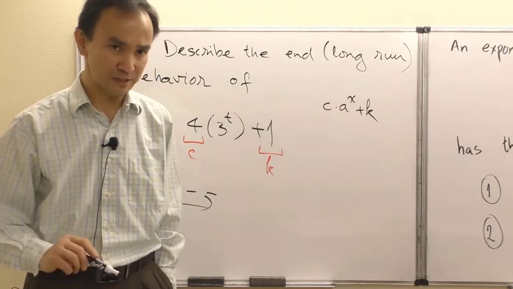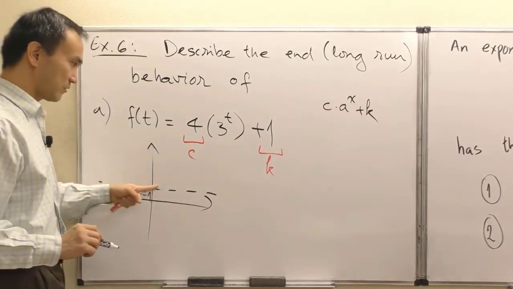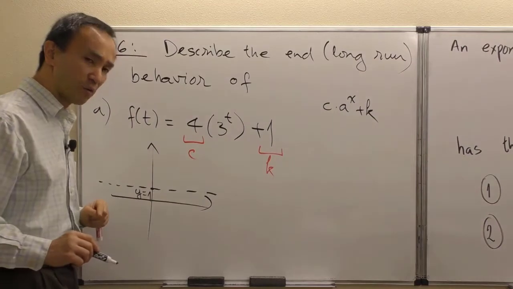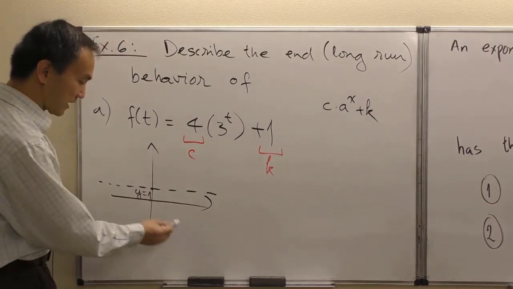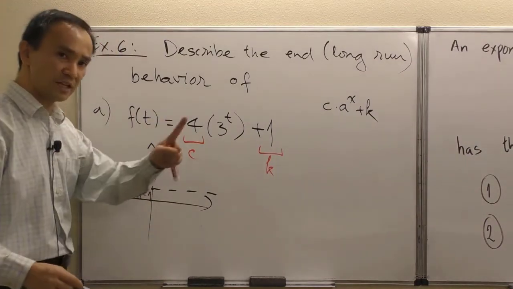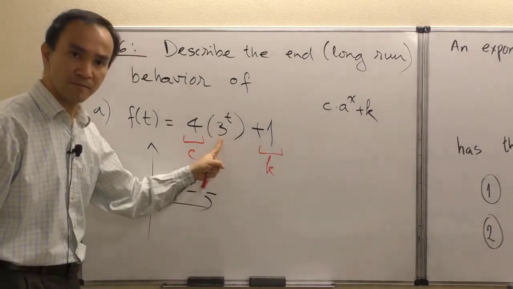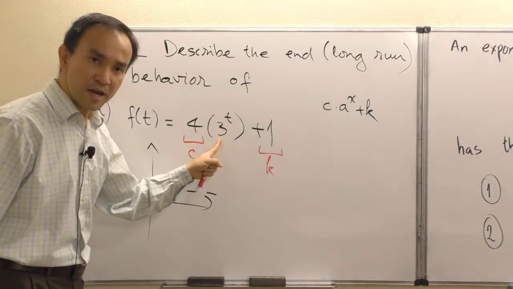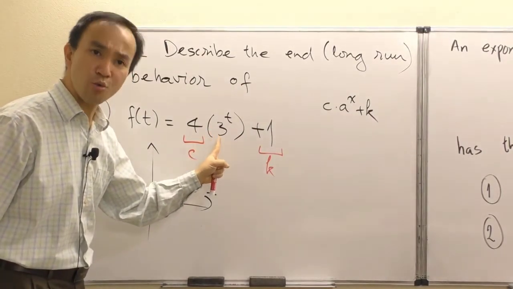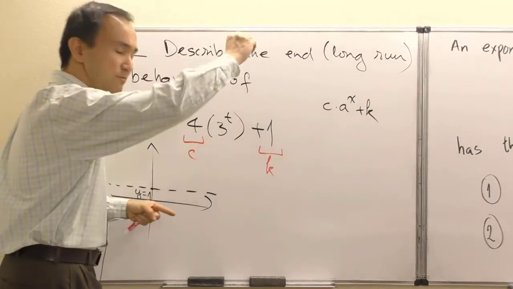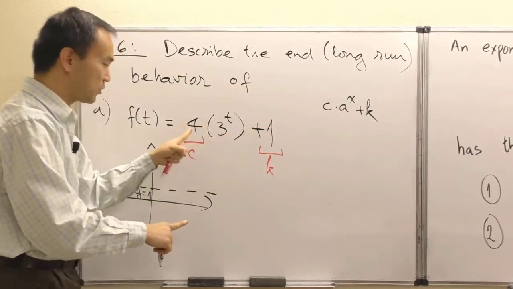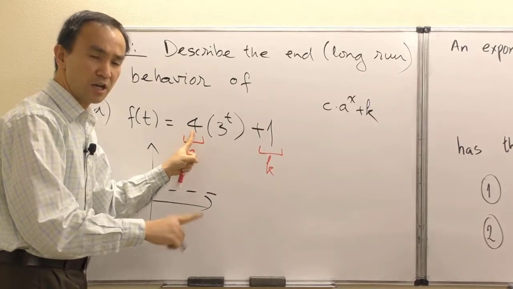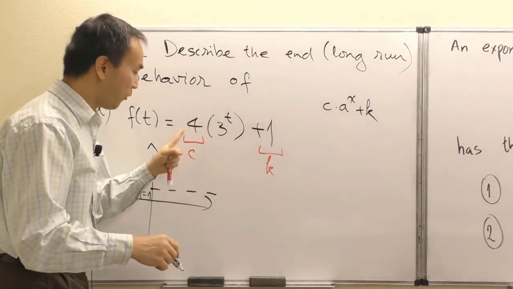Nobody cares about that. We've got a horizontal asymptote at 1. The graph could go like this or the graph could go like that. So let's find out. It's a positive base, of course, but greater than 1. So it has to be rising from the left to the right, and together with this constant coefficient being 4. So think about it.